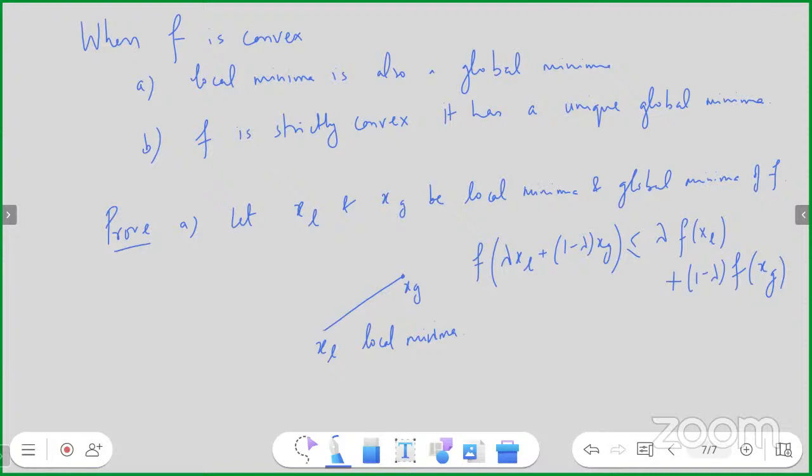I'm not saying this is wrong. What I'm asking is whether you want this or you want something else to start. If we keep going down this path, where will it go? So that xl will no longer be a local minimum, because for any epsilon neighborhood of xl, we will find some points whose functional value will be less. So carry on. So f of that is less than or equal to this.